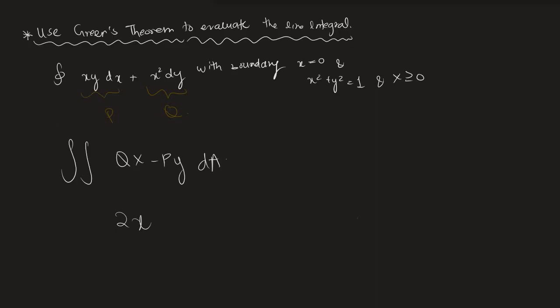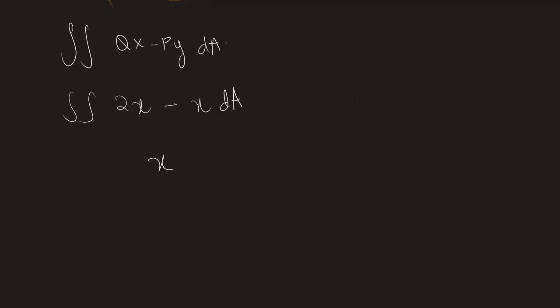Because we're only taking the derivative with respect to x, and there's no y over here, so only 2y. And then negative Py: the partial derivative of this one with respect to y, so x remains the constant, and the derivative of y is 1. So then we have 2x minus x, which gives us x. And then we have dA.